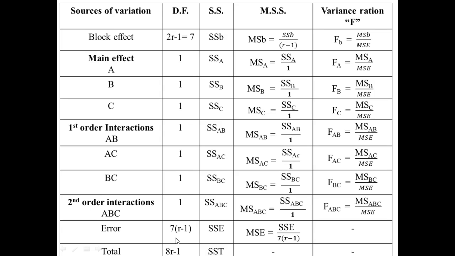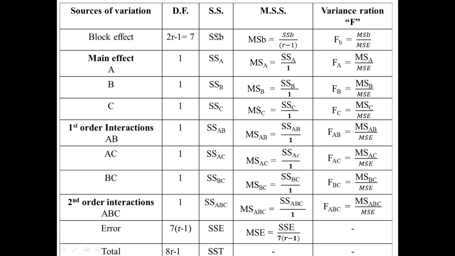And for total, we have degrees of freedom 8r minus 1. Here r equals 4. So we get 8 into 4 is 32, minus 1 is 31. So we get total degrees of freedom 31.